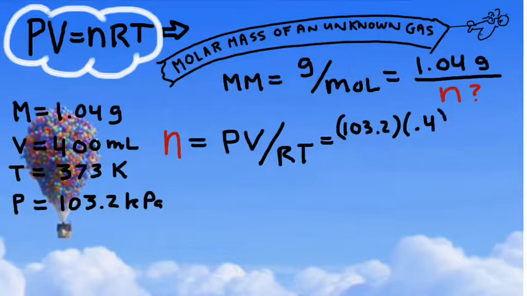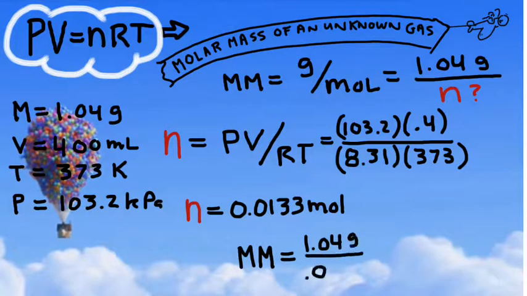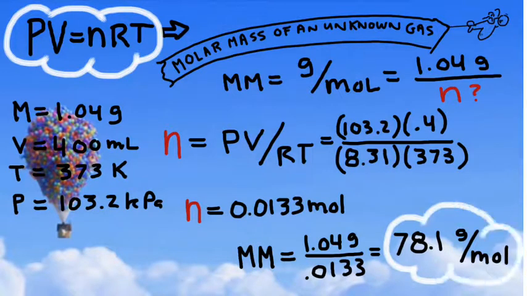And so, again, making sure that all of your numbers are in the appropriate units, plugging into the equation gives you 0.0133 moles of this gas. Now we're just going to divide that into the 1.04, and that will give us the molar mass of this substance to be about 78 grams per mole. This technique of determining the molar mass of a substance was first done by Dumas, and so is often referred to as the Dumas method of calculating the molar mass.